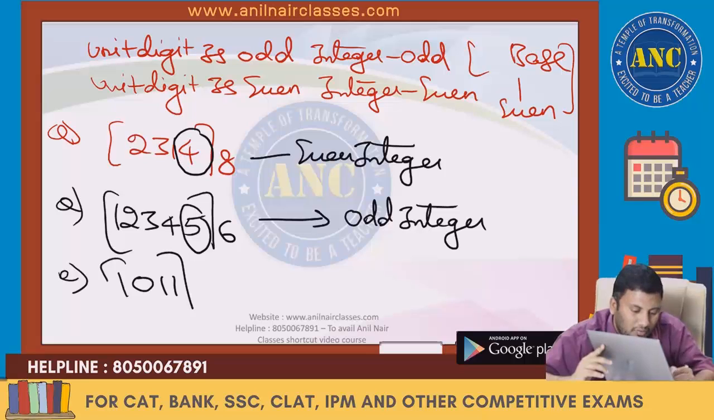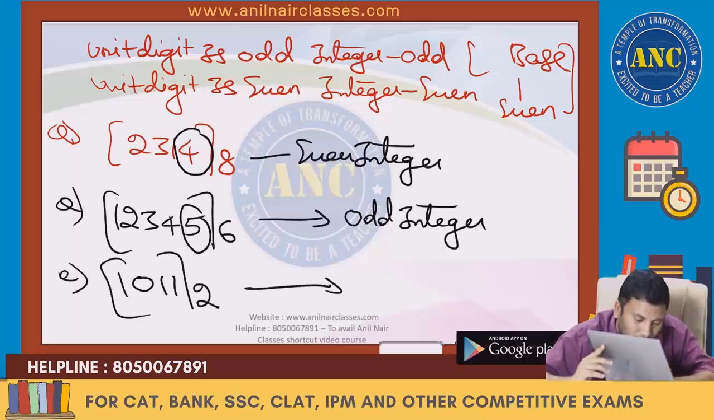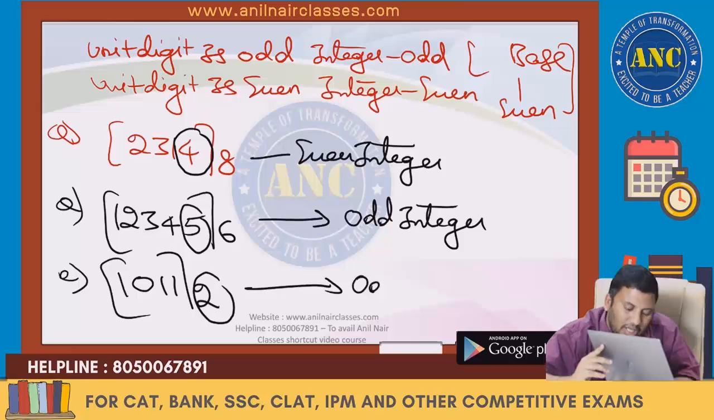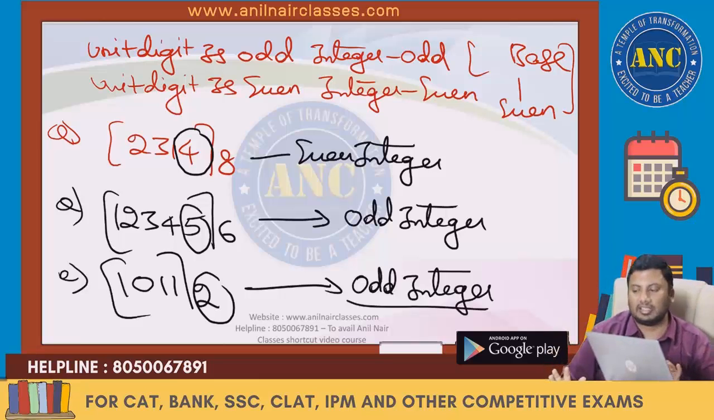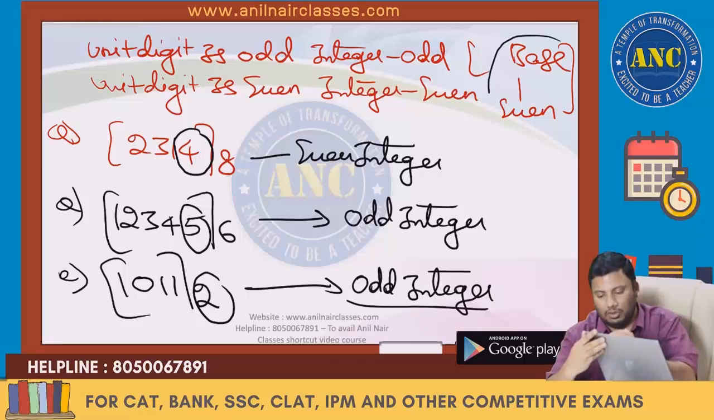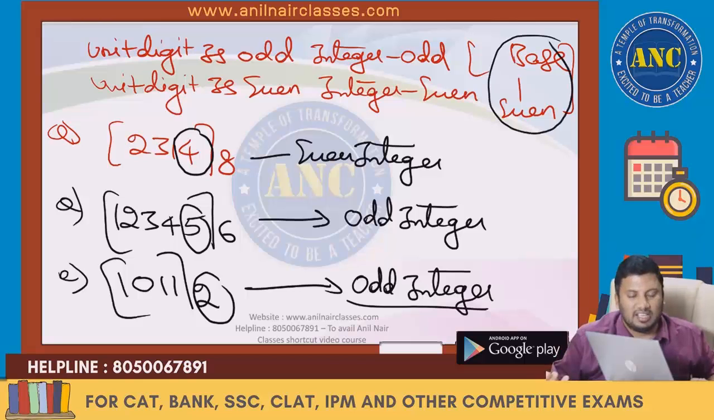1, 0, 1, 1 in base system 2. 2 is even. The unit digit 1 is an odd number. Therefore, it is an odd integer. I hope the idea is clear. This is when the base is even.